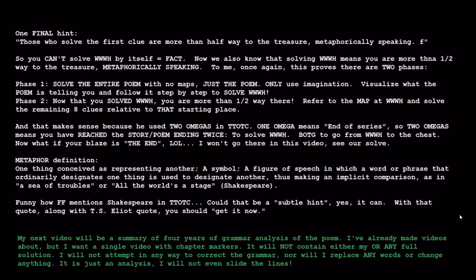It's funny how Forrest Fenn mentioned Shakespeare in The Thrill of the Chase. Could that be a subtle hint? Yeah, well, it certainly can be. With that quote alone, with Shakespeare and with the T.S. Eliot quote, you should really get it in your head now that the poem is a two-phase solution. You need to use the poem once to solve for where warm waters halt. Then, when you go to that spot, the clues are going to magically fall into place.